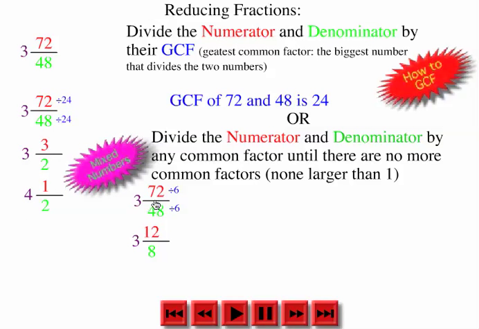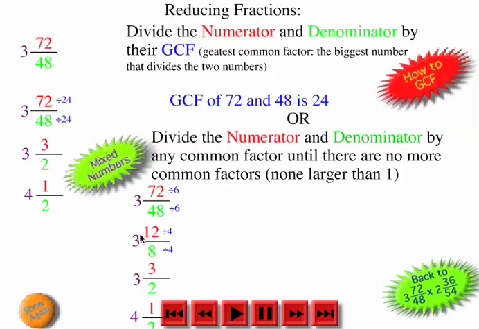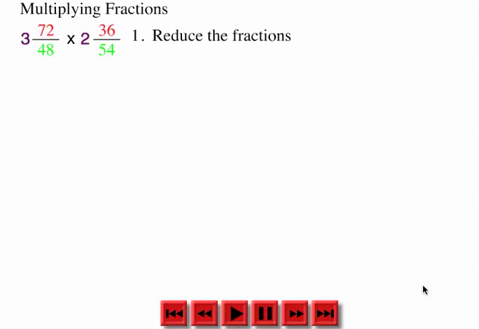Or the other way you can do it is 3 and 72/48. You can just divide by any common factor. So divide by 6, for example, and then we get 12/8. Divide that by 4, and we get 3/2. And then we can convert once again to 4 1/2. So that's that. Okay, let's go back.